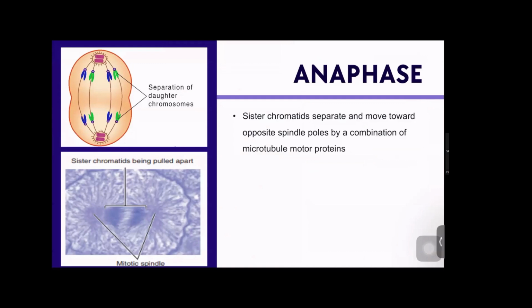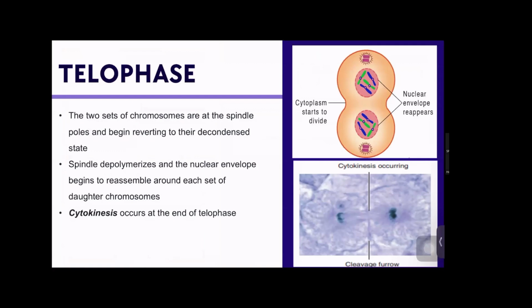Now, in your anaphase naman, your sister chromatids would separate and would move toward opposite spindle poles by a combination of microtubule motor proteins. Once separated, each chromatid is now an individual chromosome.